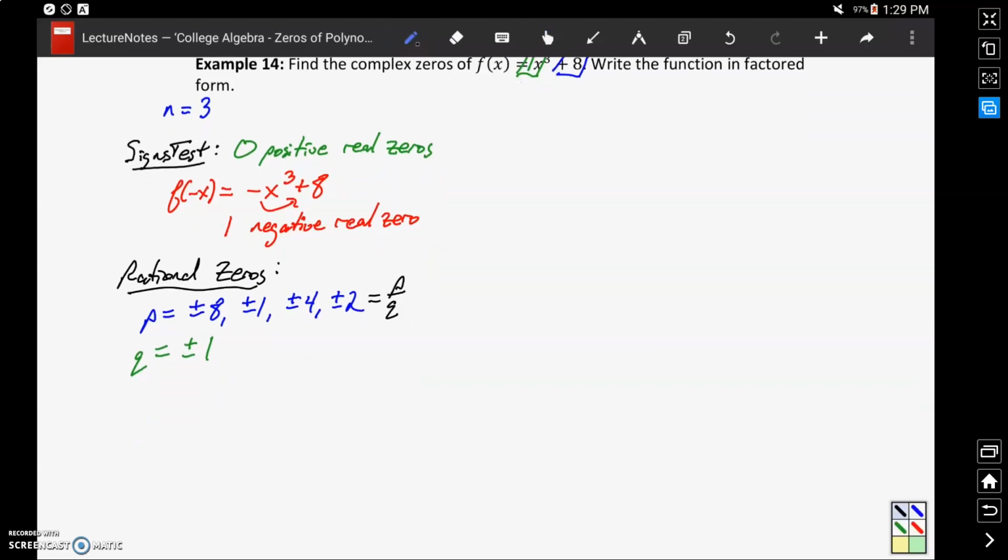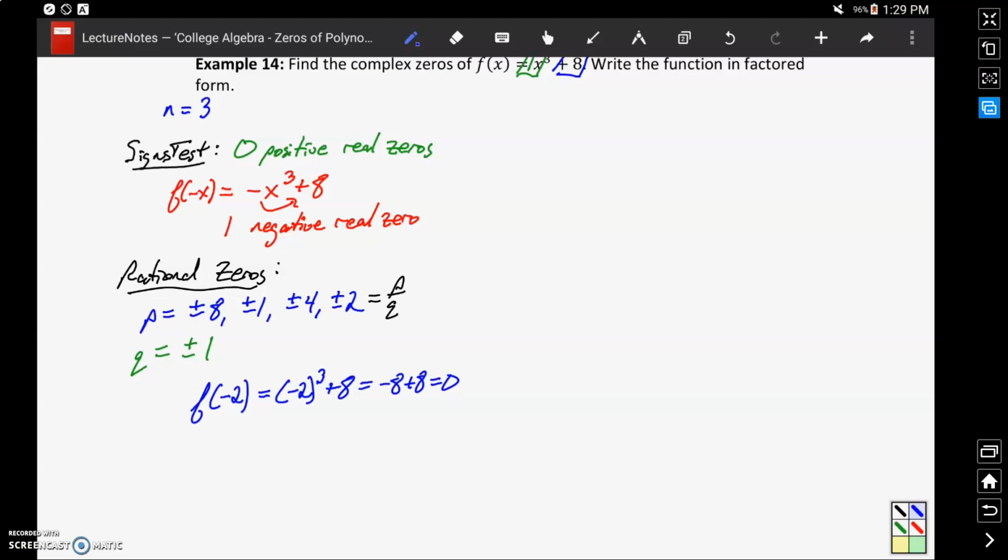From there, what we're going to do is take every single value in that list and substitute it into our given function until the result is 0. For instance, if we plug f of negative 2 into our original function, we'll get negative 2 cubed plus 8, which will give us negative 8 plus 8, which is exactly equal to 0.